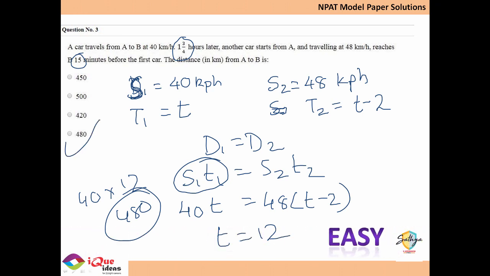Very simple sum, right? Nothing much here. So I would call this a sitter. Any person who is confident with time, speed and distance should definitely be solving this sum. This should be done in less than a minute's time.